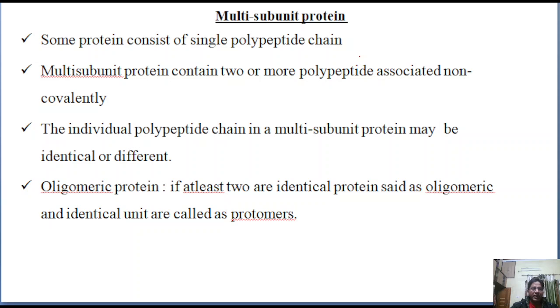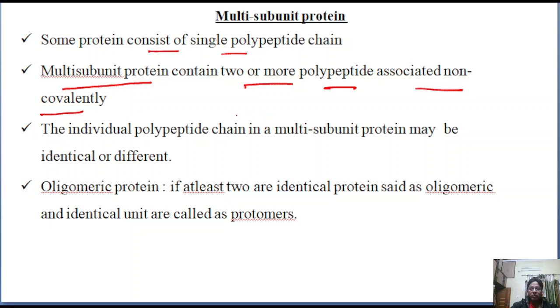So in the previous slide we have seen that some proteins have one polypeptide chain, and some are multi-subunit proteins where 3 or 4 polypeptide chains are linked together. So in this we will discuss the multi-subunit proteins. Some proteins contain only a single polypeptide chain, but there are some proteins which are made up of more than one polypeptide chain. If they contain 2 or more polypeptide chains associated non-covalently, then we call it a multi-subunit protein.